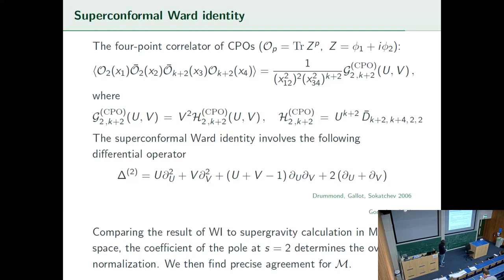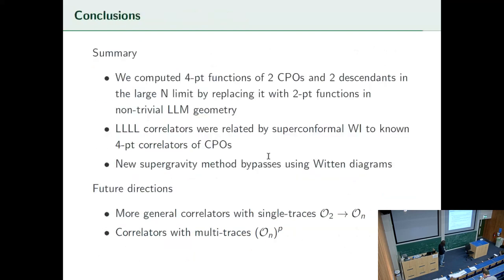Let me briefly summarize my talk. In this talk, I showed you how one can use the new supergravity technique, which bypasses using Witten diagrams in the bulk and is based on the solution of the equations of motion in the non-trivial supergravity background. We computed the 4-point correlator of 2 chiral primaries and 2 descendants, which we related to the 4-point function of chiral primaries using the superconformal Ward identity.